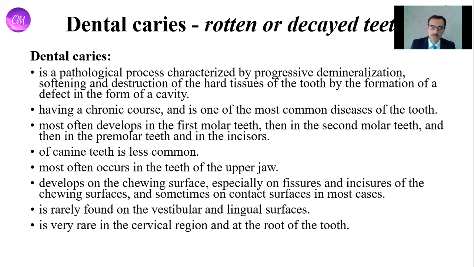It most often develops in the first molar teeth, then in the second molar teeth, then in the premolar teeth and in the incisors. Dental caries of canine teeth is less common. Most often it occurs in the teeth of the upper jaw.